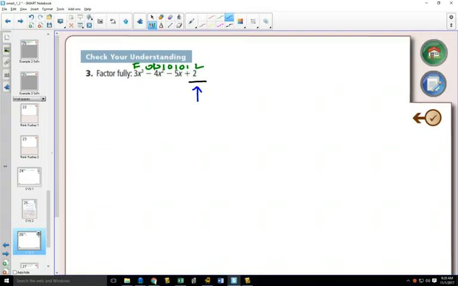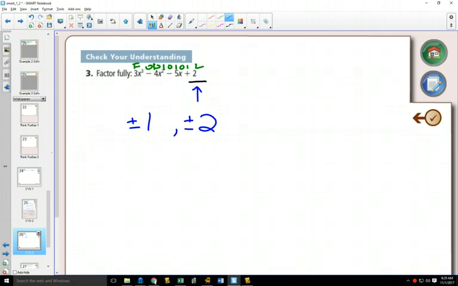What are the factors of 2? 1 and 2, right? And we have to consider it could be a negative 1 or a positive 1. You're not going to consider the 3 right now. It does affect things, definitely, but when trying to find that first factor, we're just going to look at that last term and say it could be plus or minus 1 or plus or minus 2.